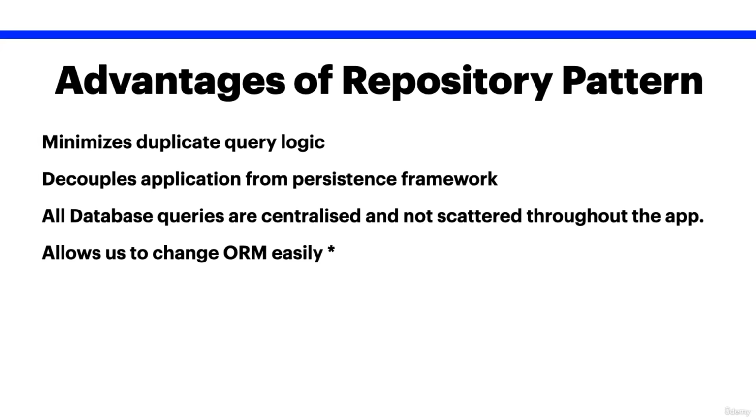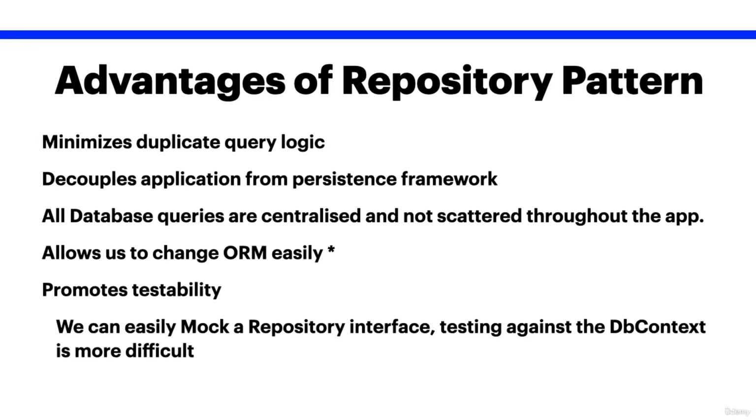If we did, though, then all we would need to do is change our repository methods, the logic inside them. The interface that the controllers would use would not change, because the idea of using the interface is it's a contract between the interface and the implementation. So the implementation class has to do what the interface says. If the interface says get users and return an IEnumerable of user, then the implementation class has to do that. So we would only need to change the logic inside the implementation, and we wouldn't need to change any of our controller methods. And as I mentioned, it does promote testability because we can easily mock a repository interface. And testing against the DB context is more difficult.